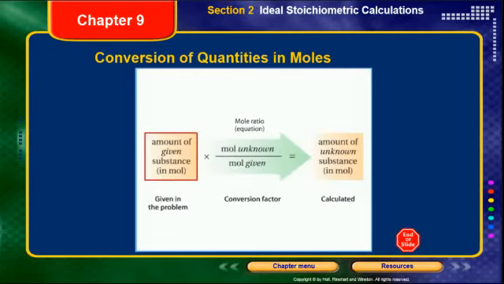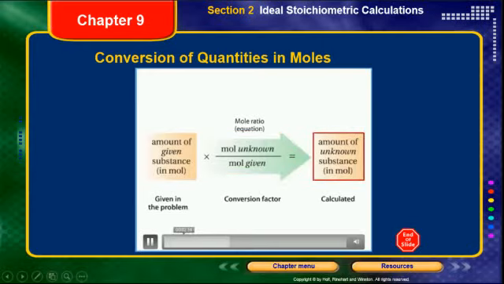The amount of a given substance in moles times an appropriate conversion factor is equal to the amount of the unknown substance in moles. The conversion factor is the mole ratio of the unknown substance to the known substance, which can be determined by examining the balanced equation.